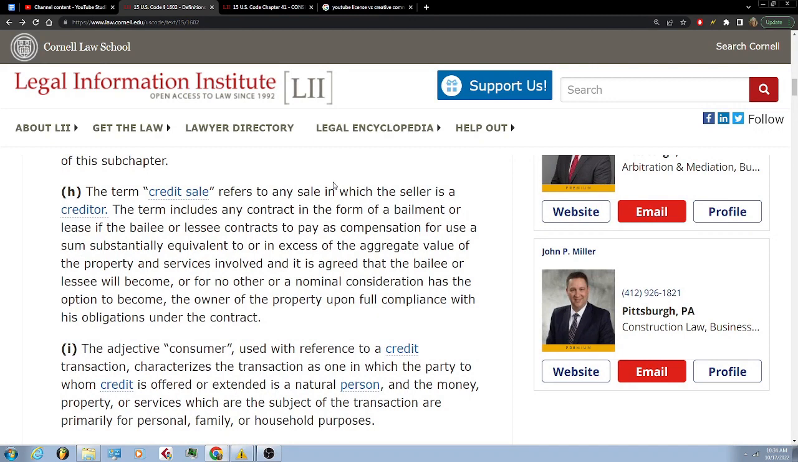The term credit sale refers to any sale in which the seller is a creditor. The term includes any contract in the form of a bailment or lease if the bailee or lessee contracts to pay as compensation for use a sum substantially equivalent to or in excess of the aggregate value of the property and services involved, and it is agreed that the bailee or lessee will become, or for no other or a nominal consideration has the option to become, the owner of the property upon full compliance with his obligations under the contract.